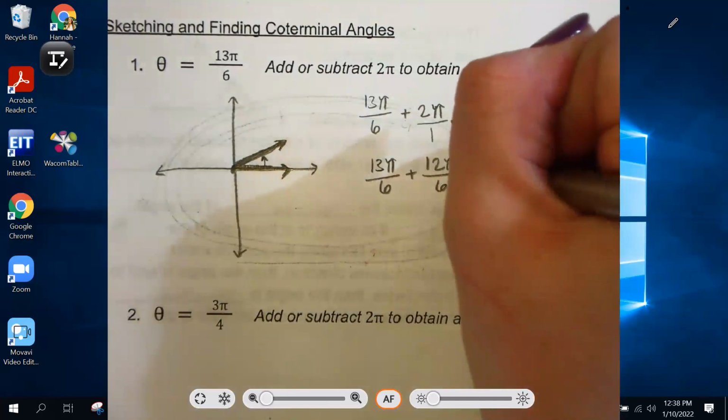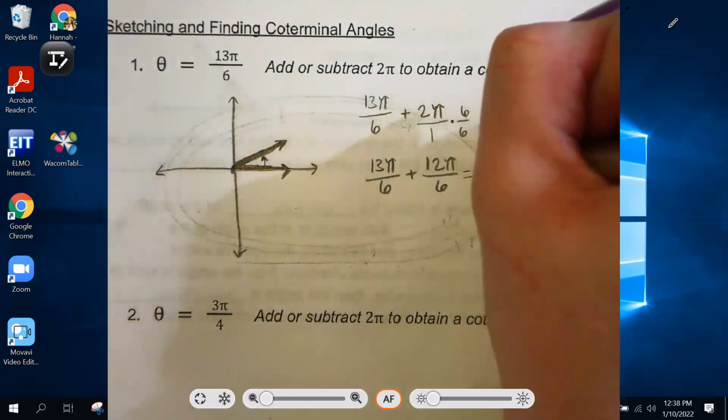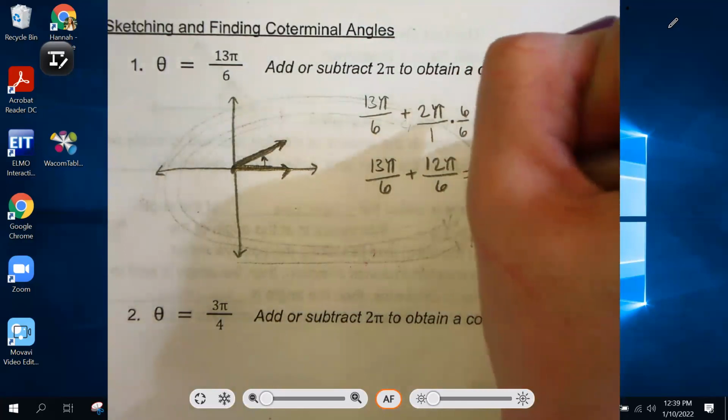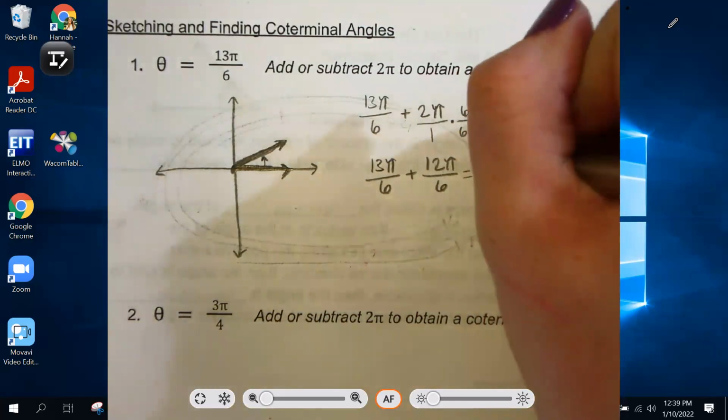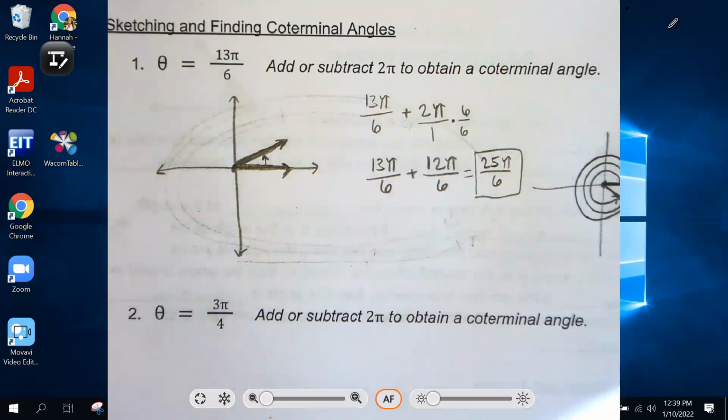So now, since these have the same denominator, we can add: 13 pi plus 12 pi is 25 pi over 6. 25 over 6, we can't simplify, so it just stays 25 pi over 6.